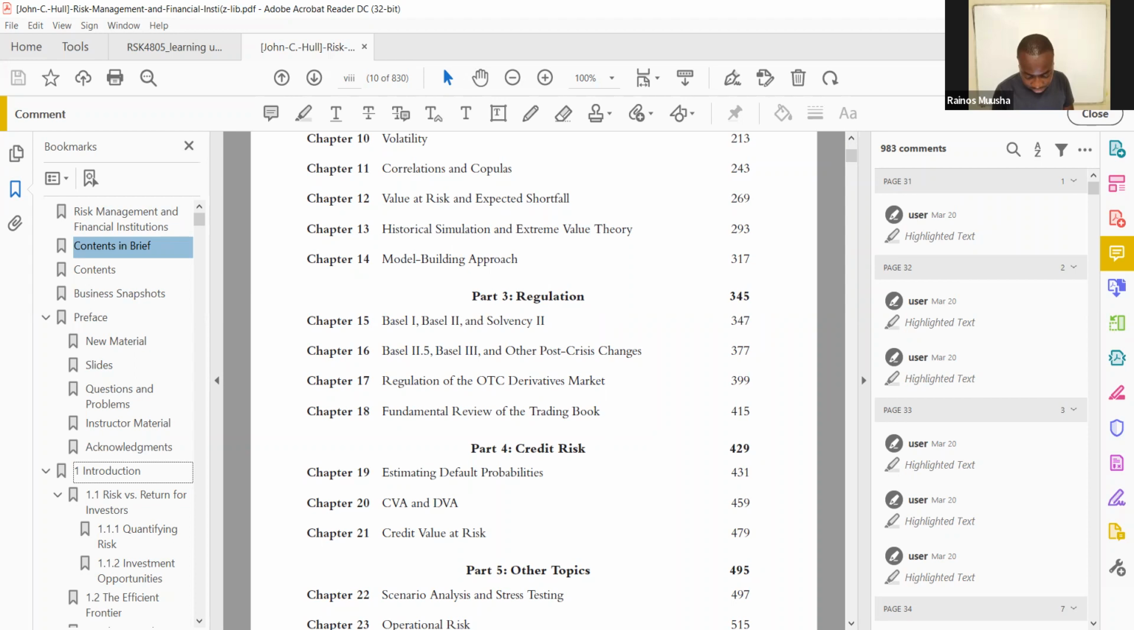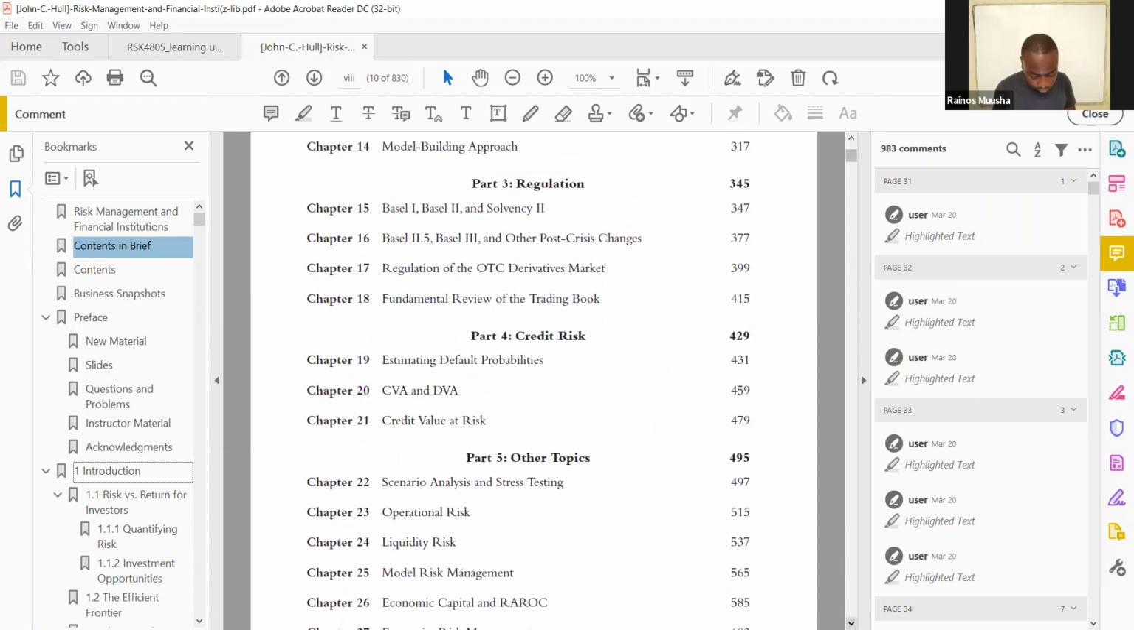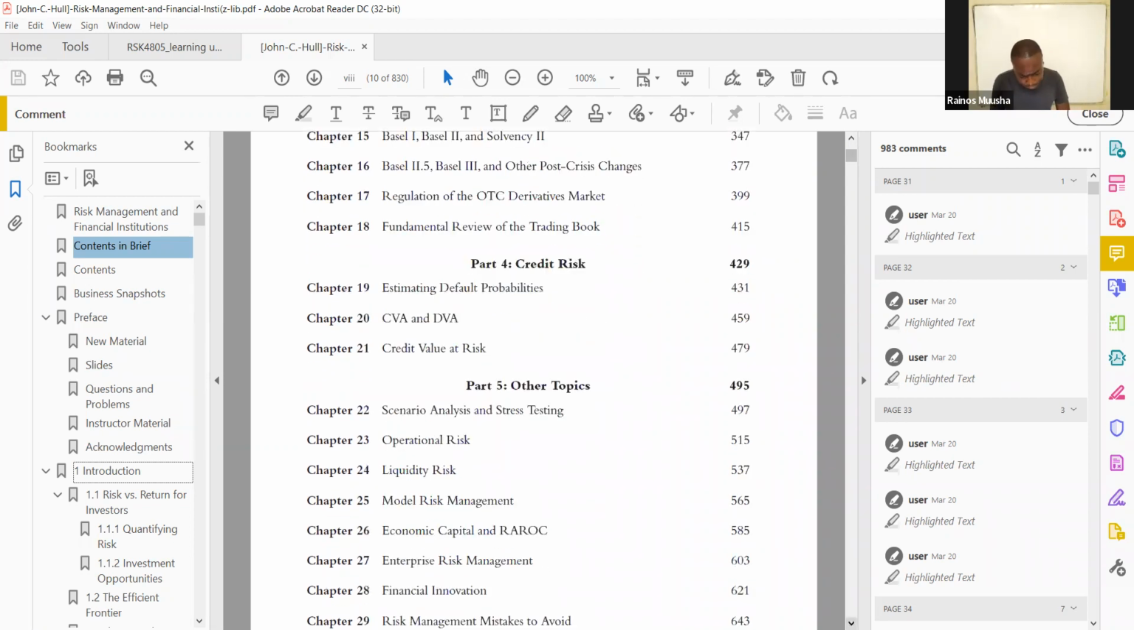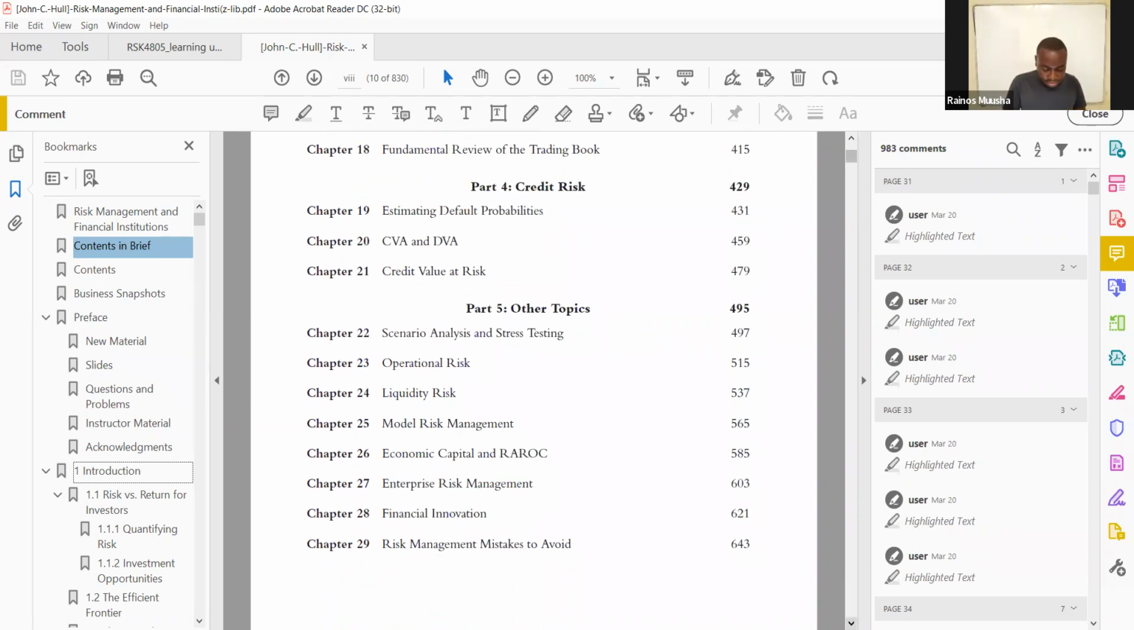Then chapters 19 all the way forward to 28, there's nothing that we expect you to cover from those chapters.